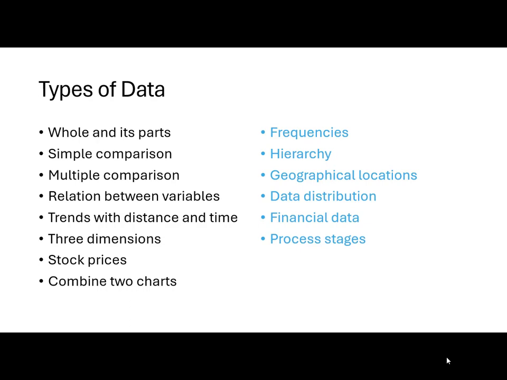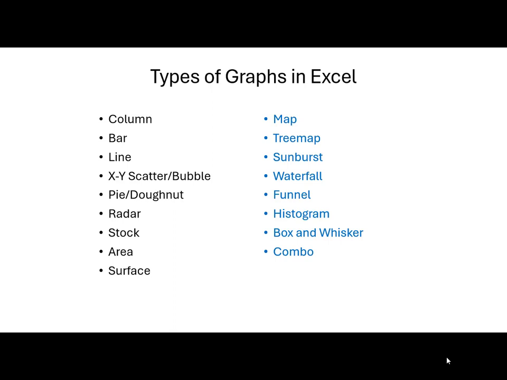After 2016, I suggested 6 additional types of data, like frequencies, hierarchy, geographical location, data distribution, financial data, and process stages. The corresponding types of graphs in Excel are, before 2016, column, bar, line, XY scatter, pie, radar, stock, area, and surface. And the new types of charts are map, tree map, sunburst, waterfall, funnel, histogram, box and whisker, and combo.